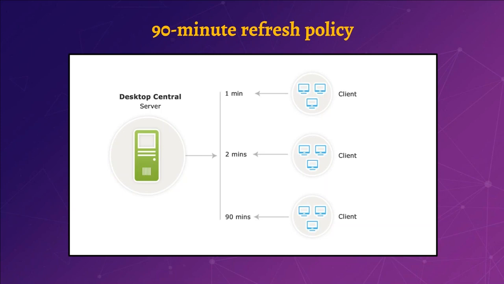For example, in a network of 90 computers, one computer will reach out to the main server every minute. In the same way, in a network of 900 computers, 10 computers will reach the server per minute. And for larger networks like 9,000 machines, 100 machines will reach the server per minute. Using this feature, the Desktop Central agent can easily communicate to the server without any hesitation.